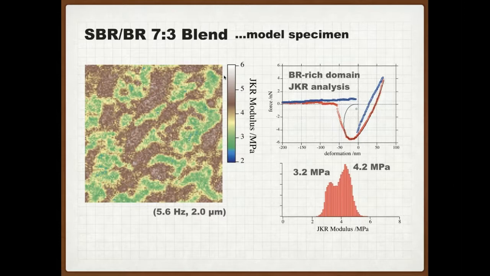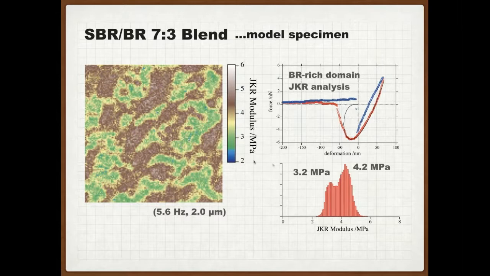This is one example. This is the SBR, styrene butadiene rubber, and the butadiene rubber. Both are rubber, but immiscible blend samples. Then you can see the JKR theoretical curve nicely reproduces the experimental curves. And as you can see, on the left-hand side, the modulus mapping is obtainable.